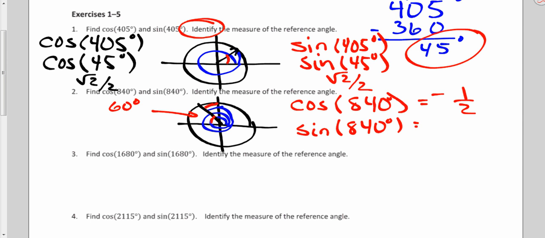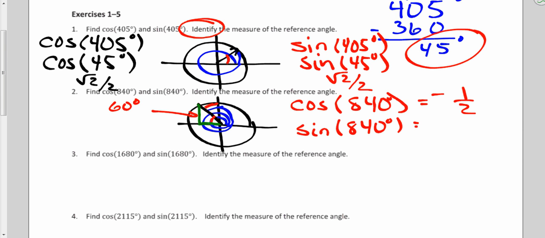Yes, Jasmine. Did you follow me to this point where 840 gets me here on the unit circle? And then did you follow me that this angle right here is 60 degrees? So now we're looking at this triangle right here. Cosine is the adjacent over the hypotenuse. What is the length of this side?